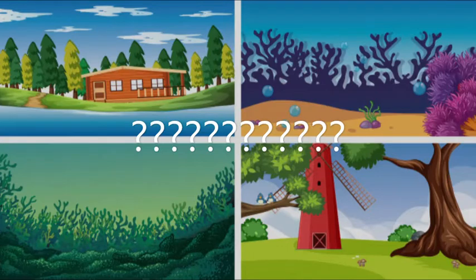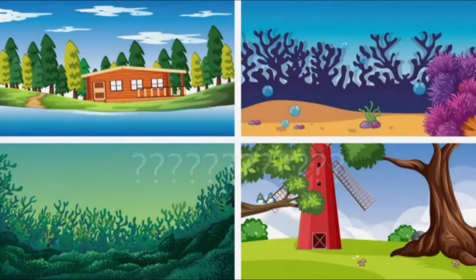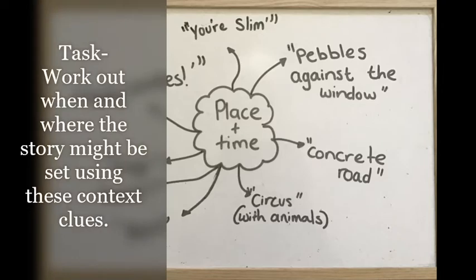So I want to have a think about the when and the where this story might be set using these context clues. So in a second, the task is going to scoot out of the way. I want you to pause the video and use these quotations to try and work out when and where the story might be set using these context clues.